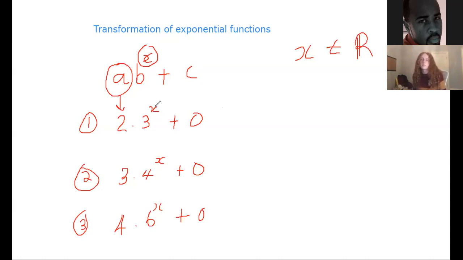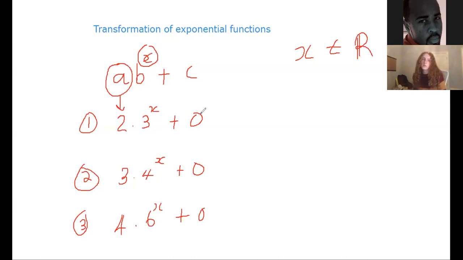So if you plug 0 into any of these equations, you end up with a 2. Isn't that true? You end up with the a value. So 3 to the 0 is 1, and 2 times 1 is 2. And it goes on and on. Is that clear? Yes. All right. But what happens when we change c from being 0?